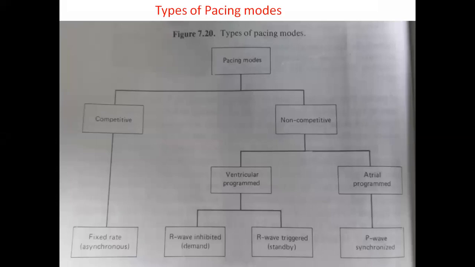So the types of pacemakers are classified based upon the pacing modes. How these impulses are applied to the heart depends upon the type of pacing mode. Pacing modes are basically divided into two types: one is competitive, and the second one is non-competitive. In the competitive, we have only one type, that is fixed rate, the asynchronous type, and the remaining are synchronous type.